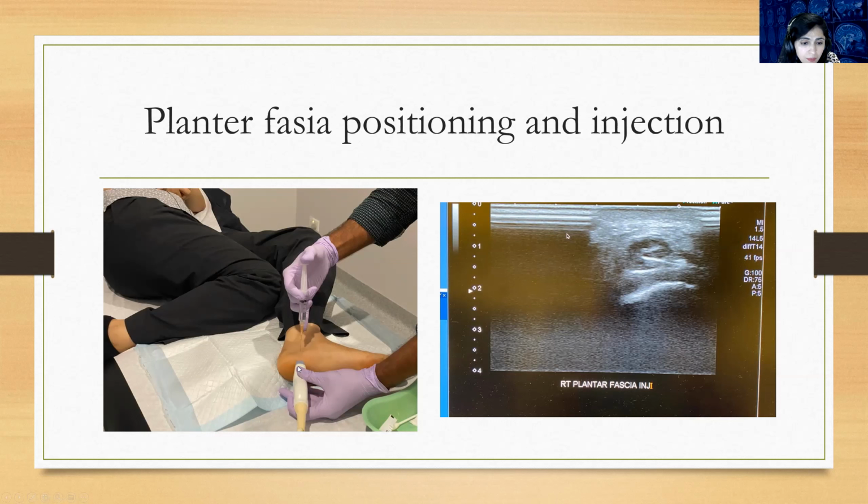Your ultrasound probe is oriented transverse, and you inject from this side. And you can see this is the plantar fascia insertion at the calcaneum. This is the calcaneum, the plantar fascia insertion at the calcaneum, and this is the needle coming at the top of the plantar fascia. Again, not into the plantar fascia, at the top of the plantar fascia.